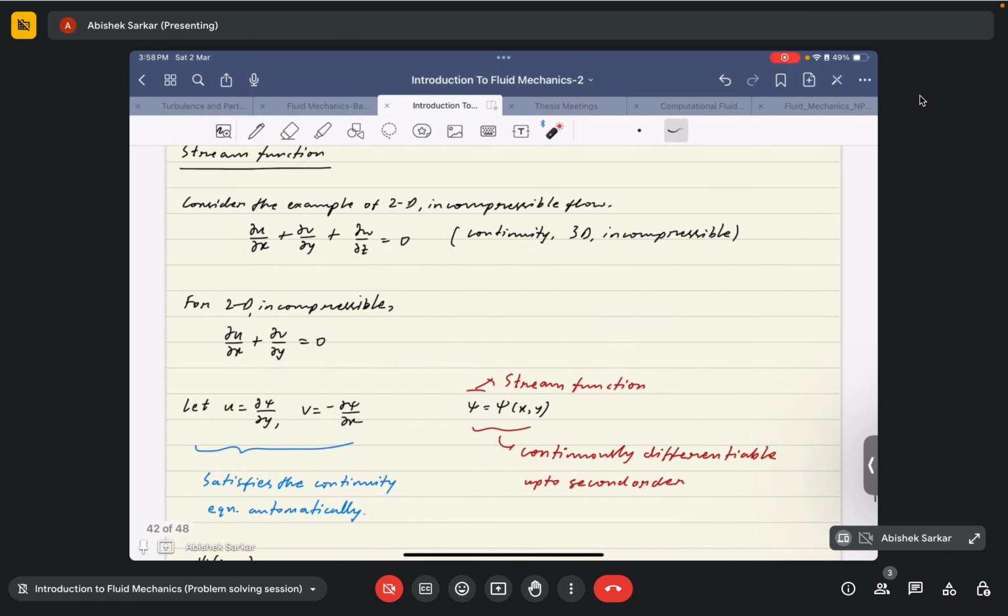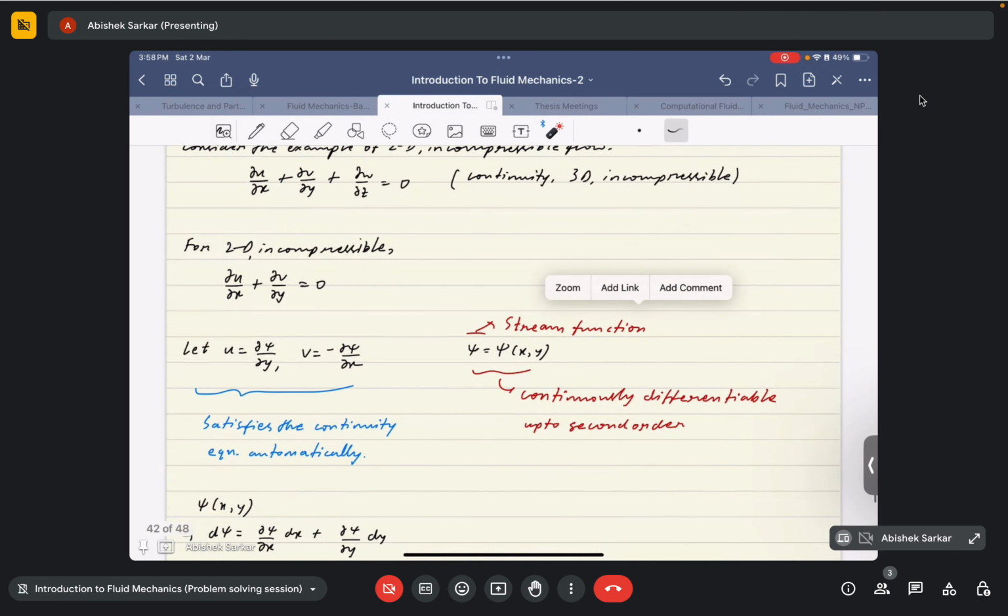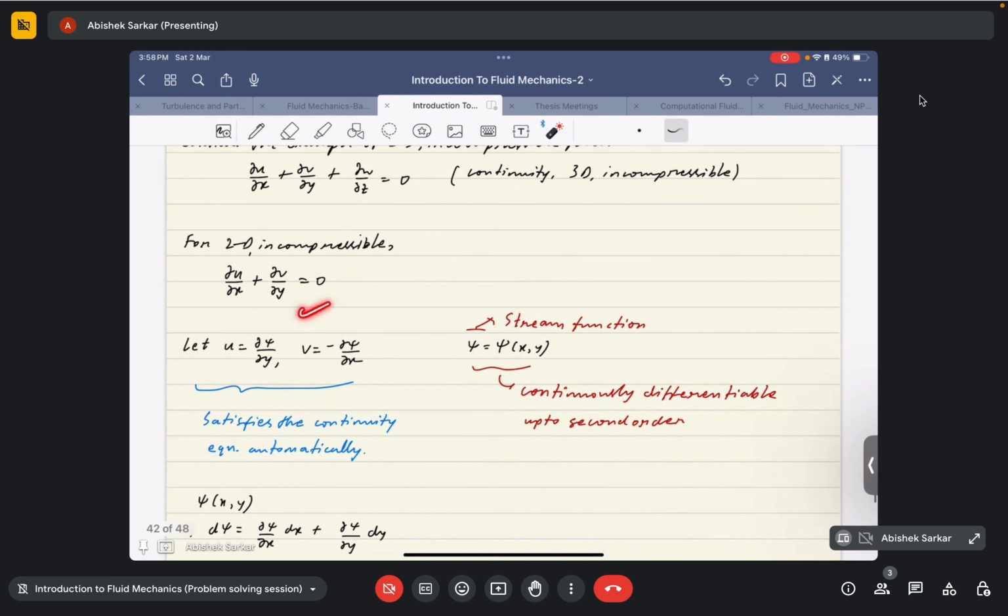Okay, so if we consider a 2D incompressible flow, the continuity equation will be given by dou u by dou x plus dou v by dou y equal to 0. Now if we define a function that represents the velocity field as u is equal to dou psi by dou y and v is equal to minus dou psi by dou x, where psi is the stream function and psi is a function of x and y, then if we substitute this back in the continuity equation, you will see that it satisfies the continuity equation automatically. How? It's very simple.